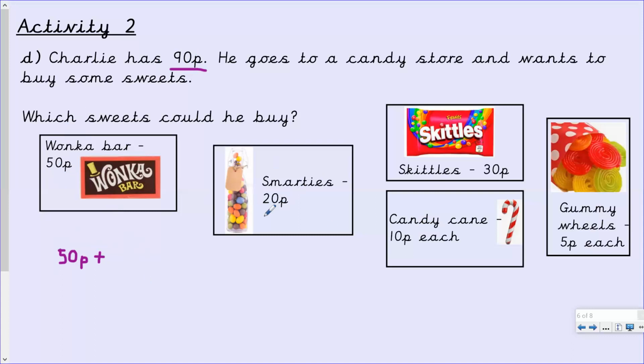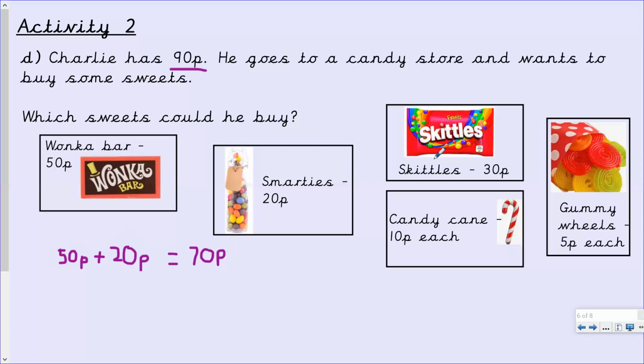Which other sweets could he buy with his 90p? Could he buy Smarties? Well, let's see. 50p plus 20p. What is 50 plus 20? 50, 60, 70. So that would equal 70p. He still has some money to spend. So which other candy could he buy? So far he has spent 70p.